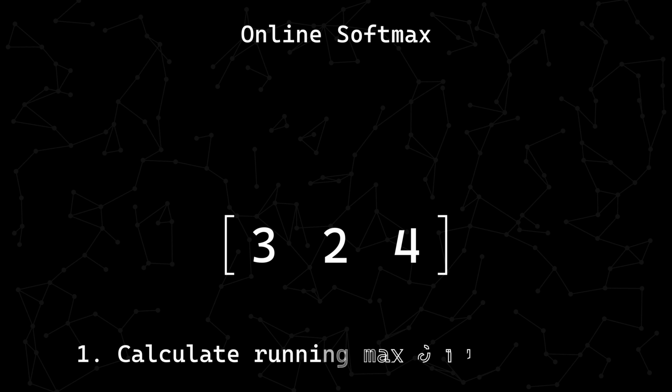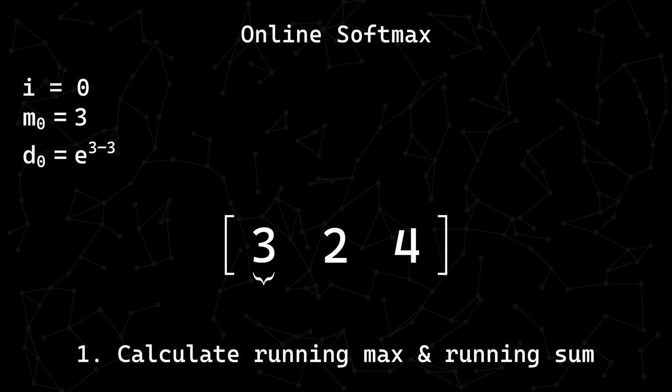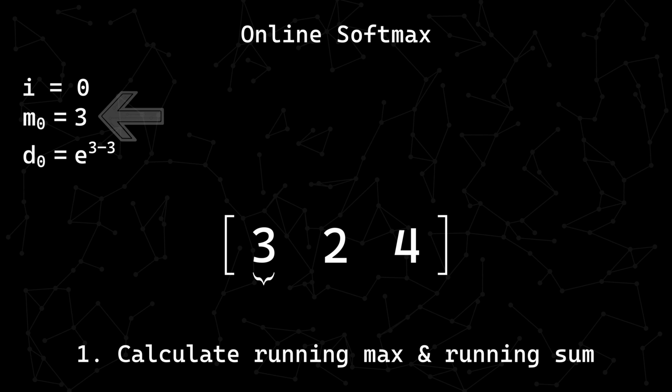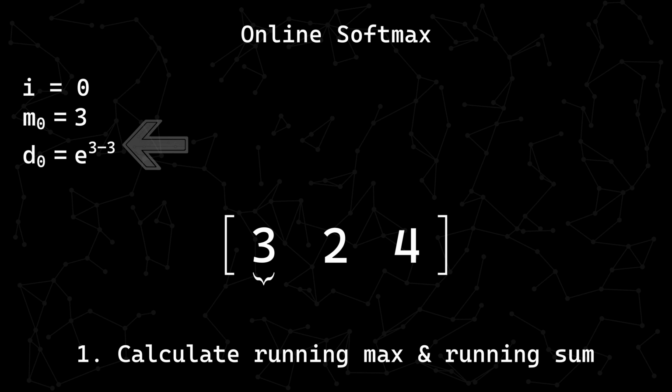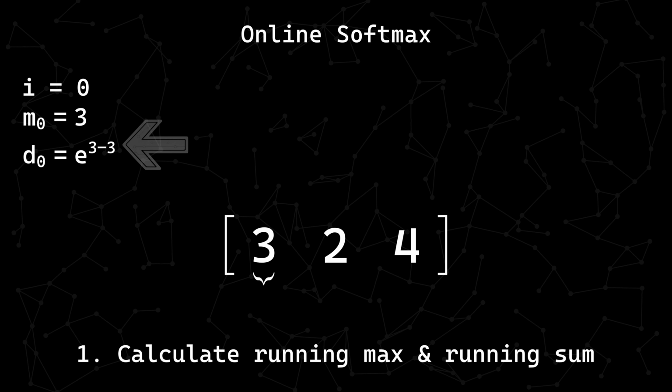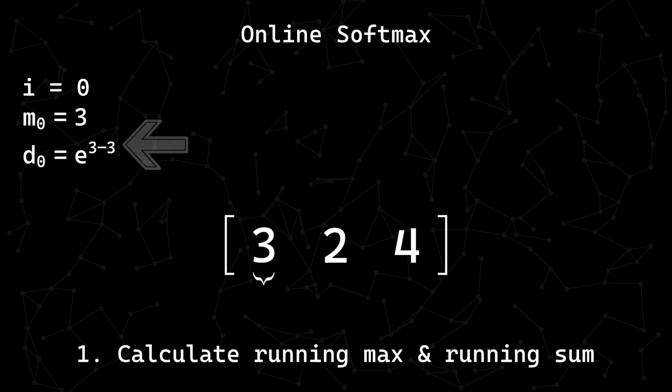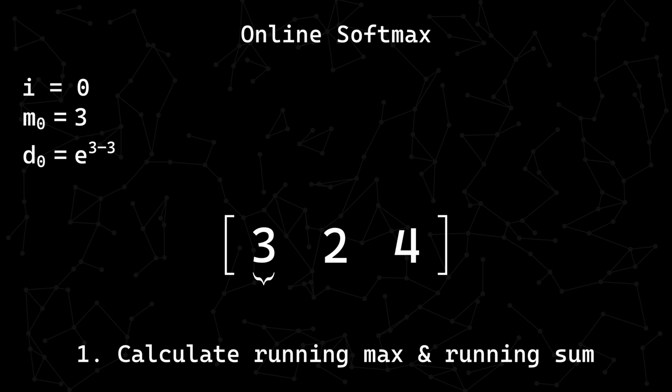Let's see how it works. We're going to achieve this via an expanding window, starting from the first element. At the beginning, our running max is equal to the first element, and our running sum is equal to e raised to the power of the first element minus the running max, which is just the first number. So we get e to the 0, which is 1.